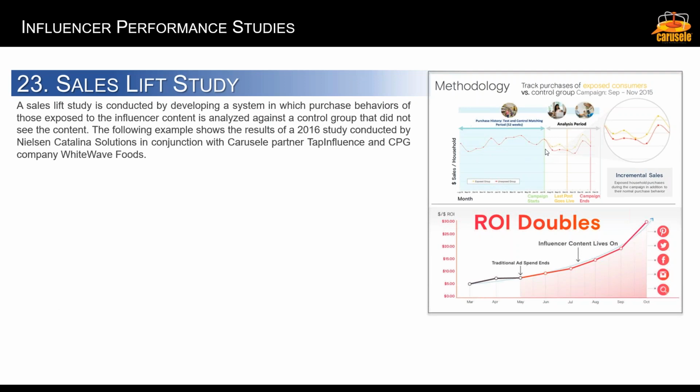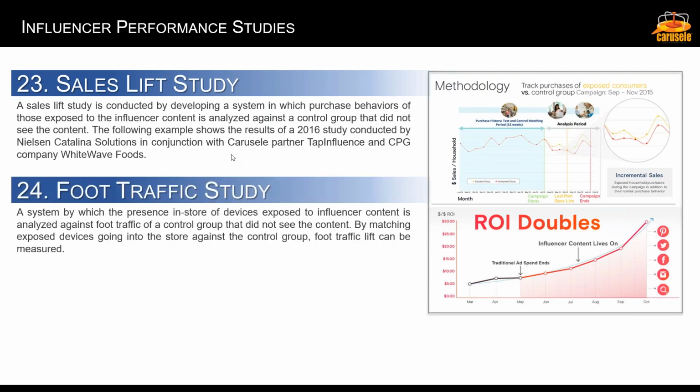Wave Foods did this with Silk Almond Milk and Nielsen Catalina, and they studied the test and control, how many sales they did over a 52-week prior period, and then how the exposed group bought more Silk Almond Milk than the unexposed group. In fact, they found that it was $285 of additional milk sales for every 1,000 exposed people. Very, very powerful metric if you can do that as well.